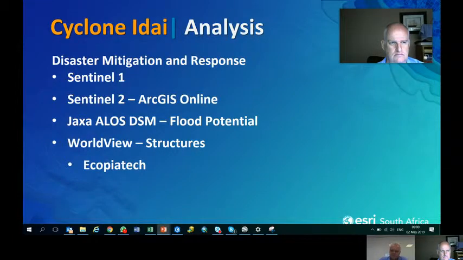The first two, Sentinel-1 and Sentinel-2, are sensors which we get from the European Space Agency. The JAXA ALOS DSM is a Japanese space agency sensor which we use to create a digital surface model. So it's a height model of the whole area. And then WorldView is something we saw a bit earlier in the context of the Durban floods and the fire in Paris. We use this in conjunction with machine learning and artificial intelligence, and a company called Ecopia Tech captured the structures. So they physically put a point on every structure across the whole area.